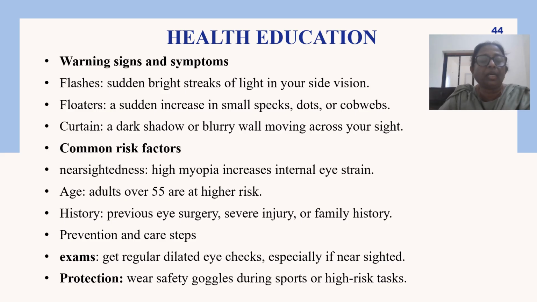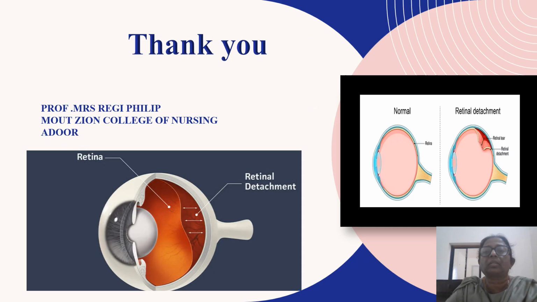Common risk factors: nearsightedness, as high myopia increases the internal eye strain. Age: adults over 55 are at higher risk. History: previous eye surgery, severe injury, or family history. Prevention and care: examination, get a regular dilated eye checkup, especially if nearsighted. Protection: wear safety goggles during sports or high-risk tasks. Thank you. That is about retinal detachment.